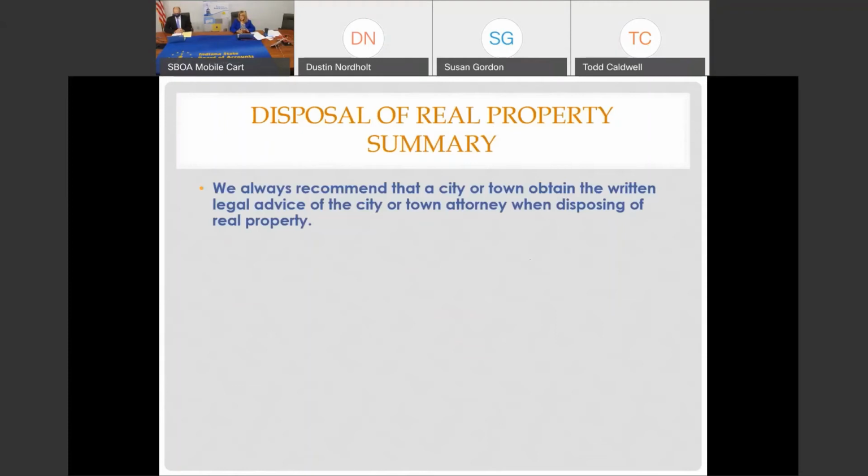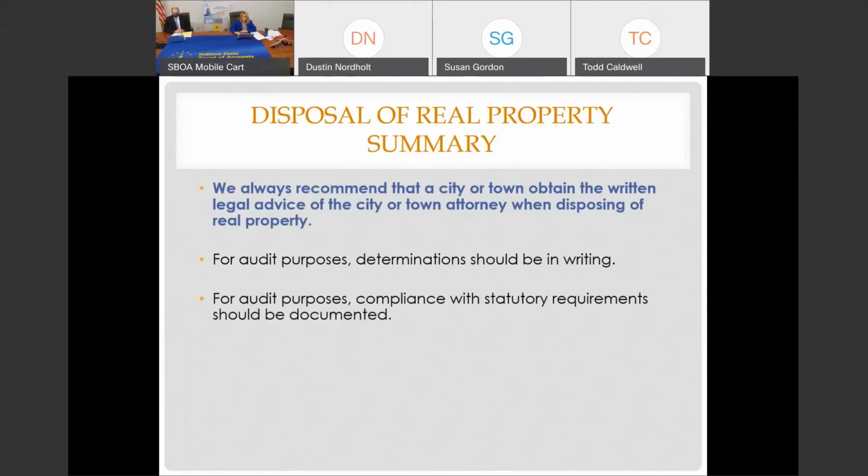So to summarize all of that, as I said in the beginning, there are a lot of rules, there's a lot of exceptions when it comes to the disposal of real property. So we always recommend that a city or town obtain the written legal advice of the city or town attorney when disposing of real property. For audit purposes, all those determinations that we talked about should be in writing and part of your audit file. Also, compliance with the statutory requirements should be documented in your audit file. You should have copies and agreements or contracts available for audit.